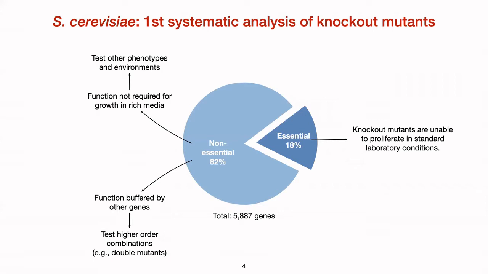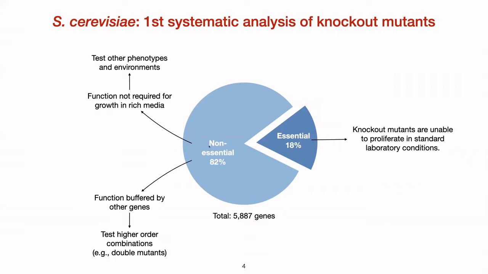So one of the first observations that was made with this library, or in the process of making this library, is that about 82% of yeast genes could be knocked out with no major consequence to the cell. The flip side of it is that 18% were considered essential. So these are genes that, when eliminated from the yeast genome, were not compatible with viability in standard laboratory conditions.